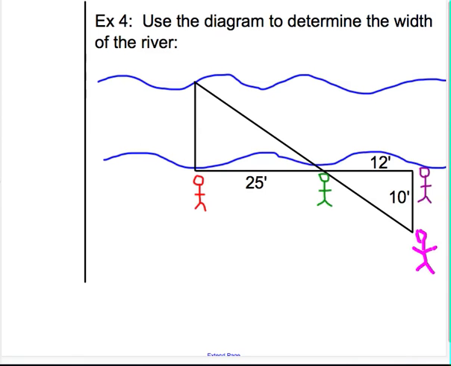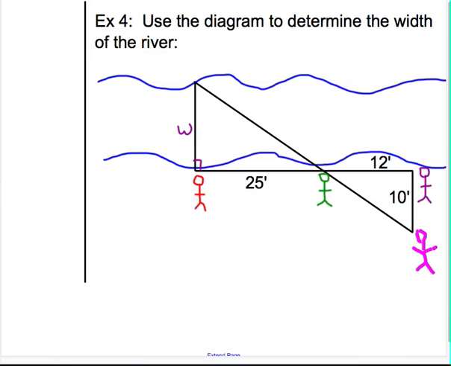All right, our last example. We have people standing along a river trying to figure out how wide it is. So the red person and the green person are 25 feet apart. The green person and the purple person are 12 feet apart. And then the purple person and the pink person are 10 feet apart. So to find the width of the river, what we need to do is figure out what sides correspond to what in each of these triangles.